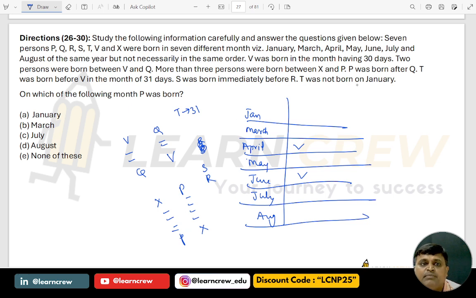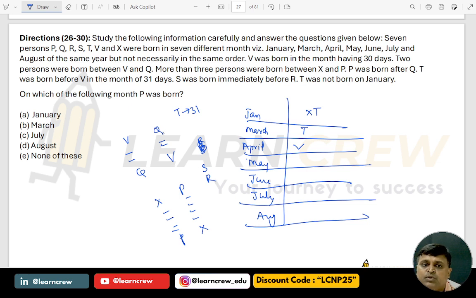Next, T was not born in January. It is said very clearly. But T was born in the month having 31 days, and it is given that T was born before V. So, if I am taking V here, T has to be here. I am taking this possibility, with V here, and trying. So, let me see the possibilities. V I am taking here, T here.